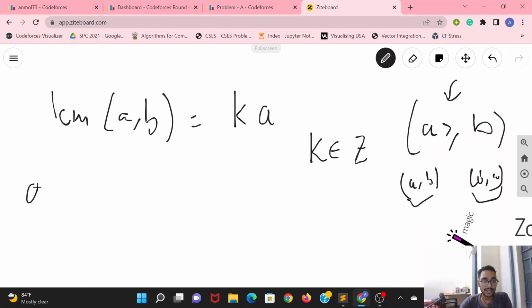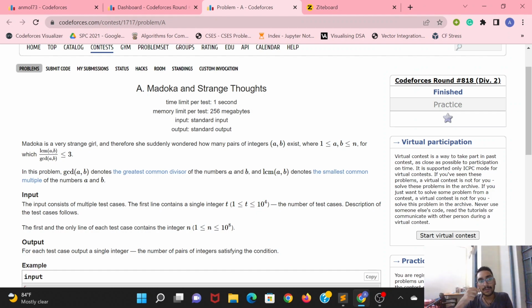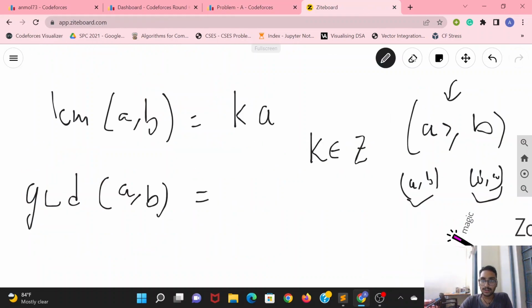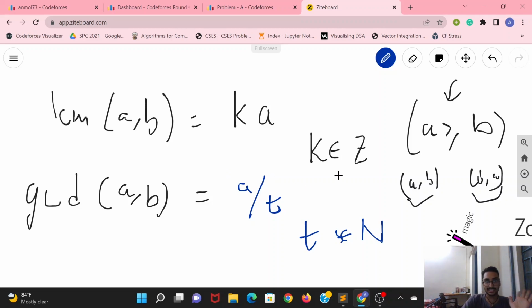Now if you take GCD of a comma b, GCD of a comma b is a number which divides both a and b. So what we could write this as is a by t, where again t is greater than 0, t is a natural number basically, because a by t will divide a, and since it's the GCD, this should divide b also. So yeah, this is how we can write LCM and GCD.